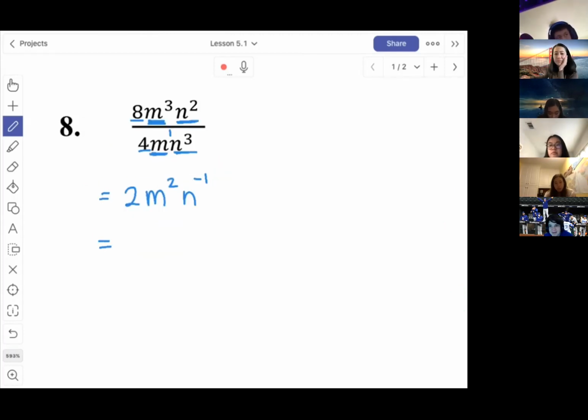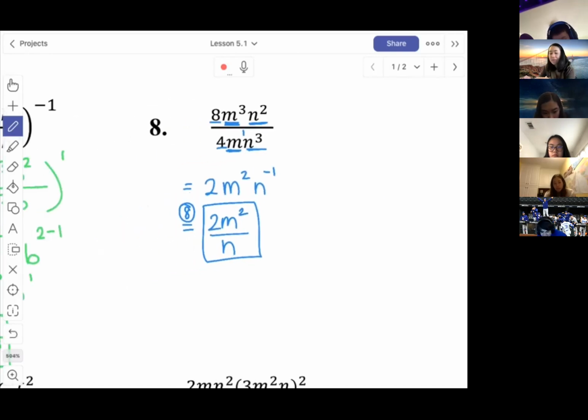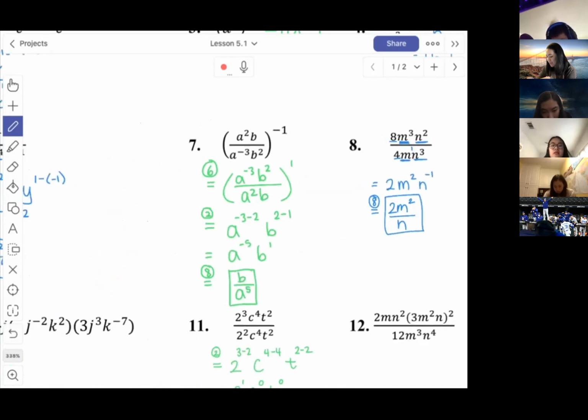You just put n on the bottom and make it one over n. All right, so just put n on the bottom and that handles the negative exponent. That's property number 8. Okay. All right, Gavin, you need to, right? Yep. Okay. All right. Number 10.